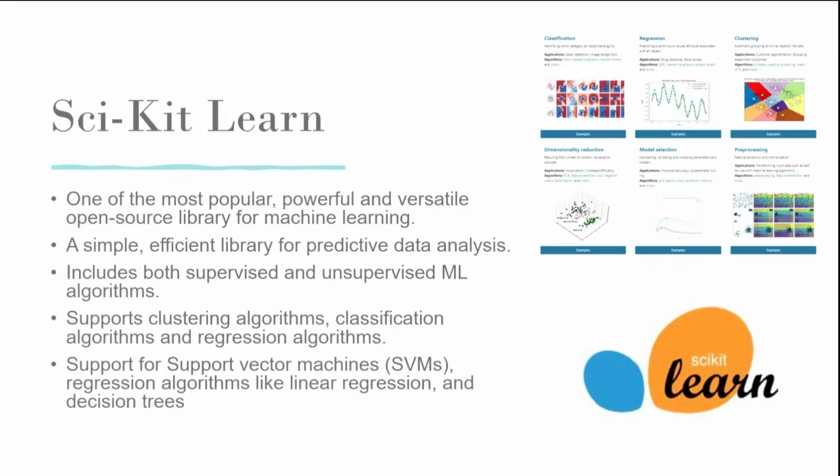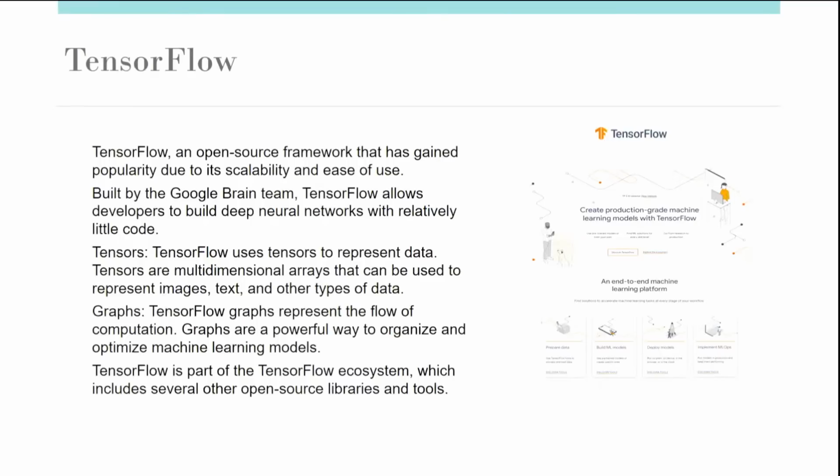So Scikit-learn is one of the most popular, powerful and versatile open source libraries for machine learning. It has all things like supervised learning, unsupervised learning, SVM, everything is implemented in Scikit-learn. This is one of the easiest libraries to get started with.